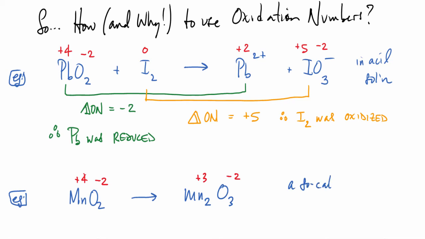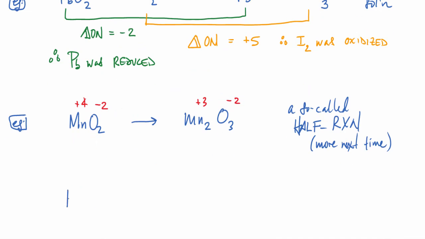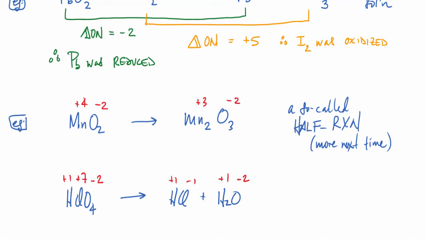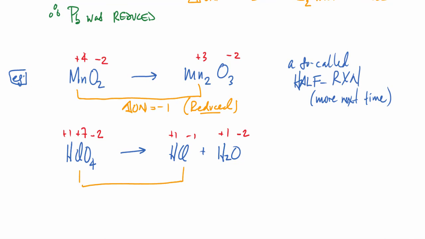Here we have manganese(IV) oxide becoming manganese(III) oxide. And this is a so-called half reaction. We only see the manganese oxide being reduced here and not whatever it was being oxidized. We'll get into half reactions more next time. And here we have another one. This is chloric acid, HClO4. And the hydrogen, of course, doesn't change here, but the chlorine is seen to go from +7 down to -1. It has a change of -8. In other words, it was reduced by gaining electrons.